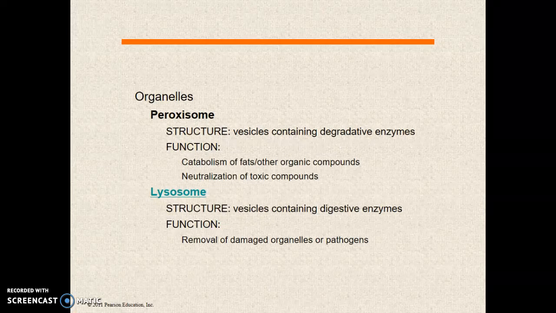Membranous organelles include peroxisomes. It's a small vesicle that contains enzymes to break down organic compounds and to neutralize toxins. Lysosomes: if you looked at a cell, you wouldn't be able to distinguish a lysosome from a peroxisome. It is just a little vesicle. But in the case of the lysosome, its function is to remove damaged organelles or pathogens, if the cell is a white blood cell and engulfs a bacterial cell. The lysosomes will come over and fuse with that bacteria and digest it.